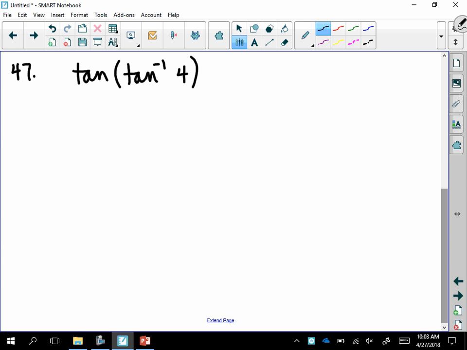This is telling me to find the angle whose tangent value is 4, and then once I have that angle, find the tangent value. So if I'm finding the angle whose tangent value is 4, and then using that angle to find the tangent value, I'm just working in circles right back and forth.